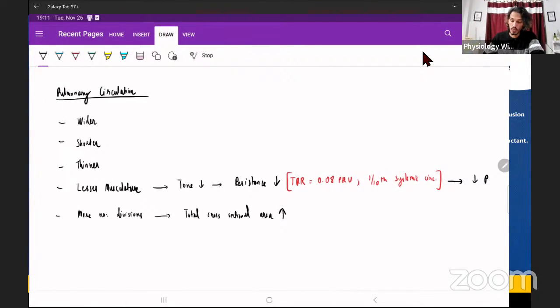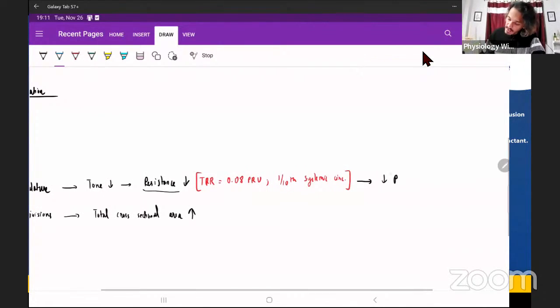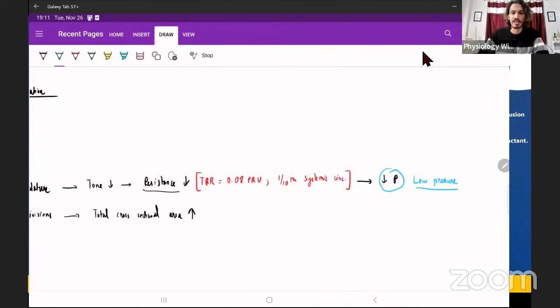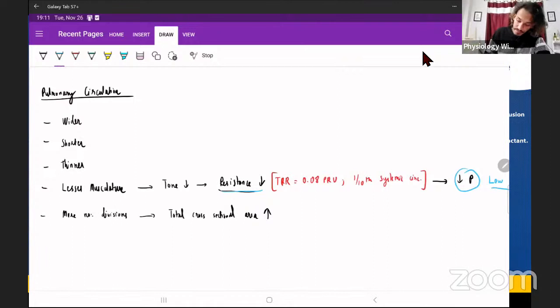Okay, so what do you understand over here? The resistance is less, okay, and this is a low pressure system. Because if there is high pressure, what will happen? It can lead to pulmonary edema and all these complications. So it has to be maintained as a low pressure system. Resistance should be less, okay, and because it is thinner, the compliance will be higher.